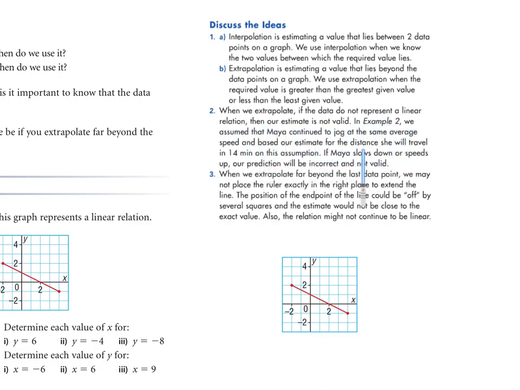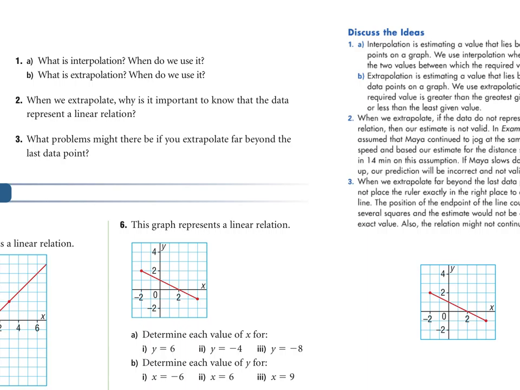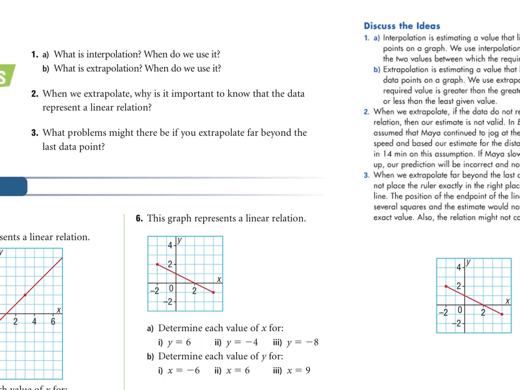In example 2, we assumed that Maya continued to jog at the same average speed and based our estimate for the distance she will travel in 14 minutes on this assumption. If Maya slows down or speeds up, our prediction will be incorrect and not valid. So that's why we have to assume that it's going to stay linear. If it's not linear, then our estimate no longer is valid.